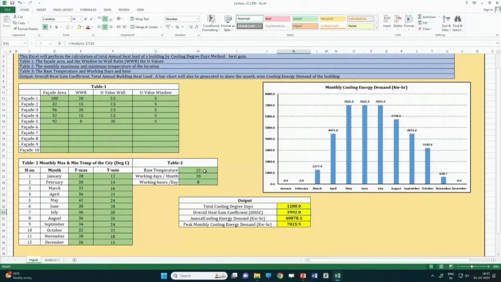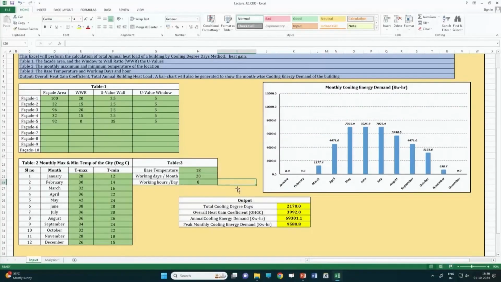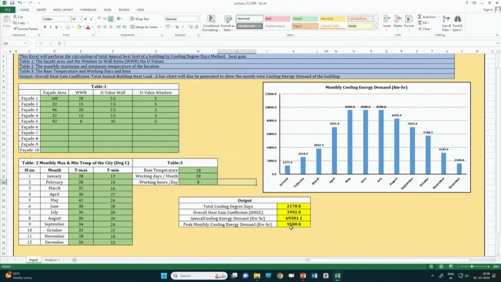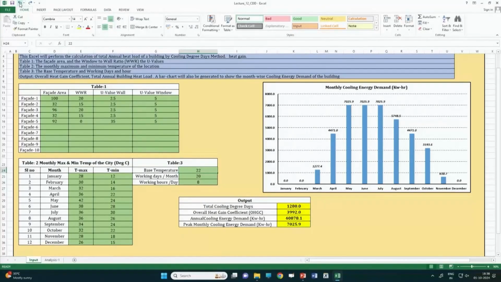Now, if I change the base temperature, suppose I am not comfortable with 22 degree, I am comfortable with 18 degree, with the area not changed. You check this value, the peak is 7,000 and annual is 40,000. If you change it, it is now 9,500 as the peak, and the annual is 69,000. Only a change of how much? The last one was 22, so there is a 4 degree change, and there is a change of that much.